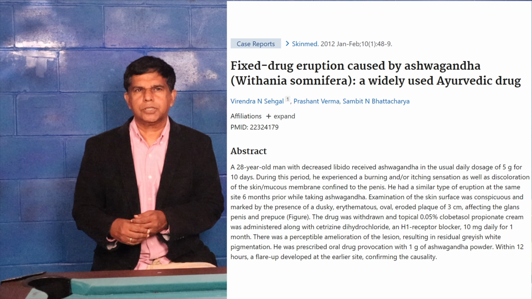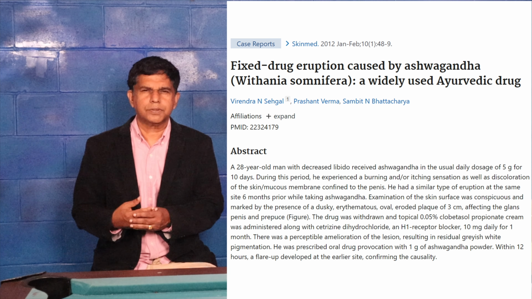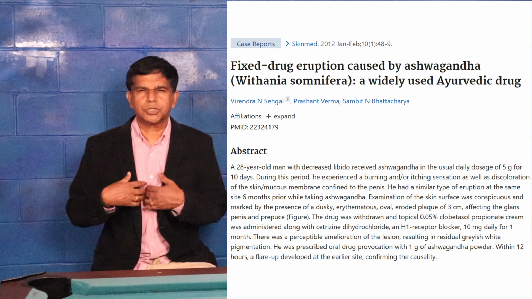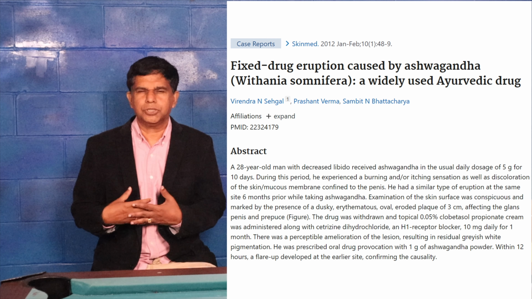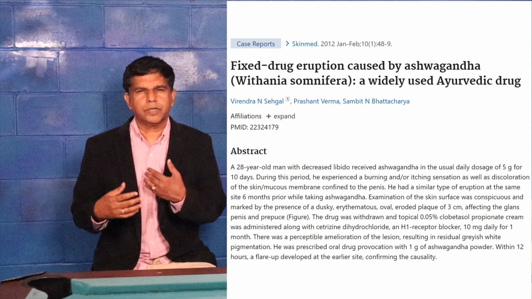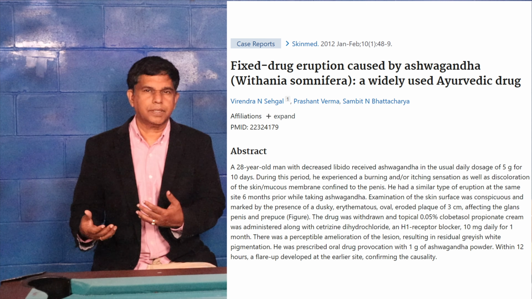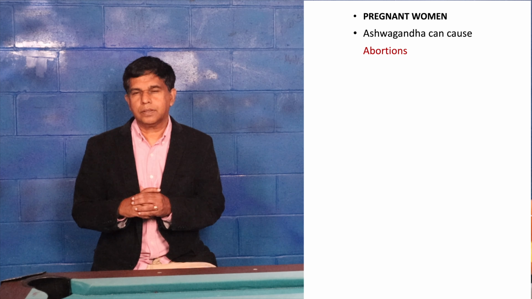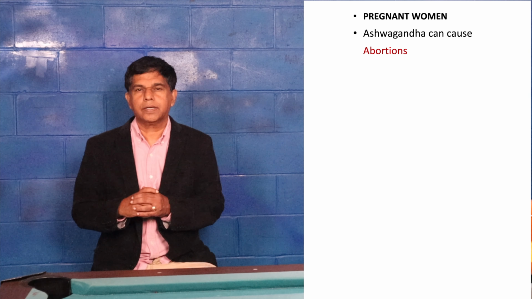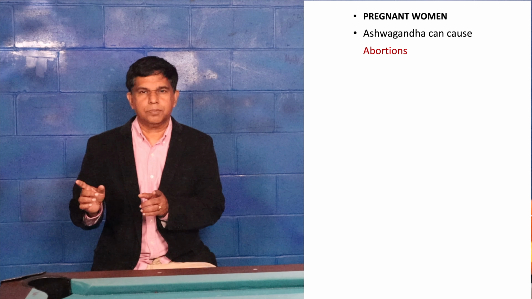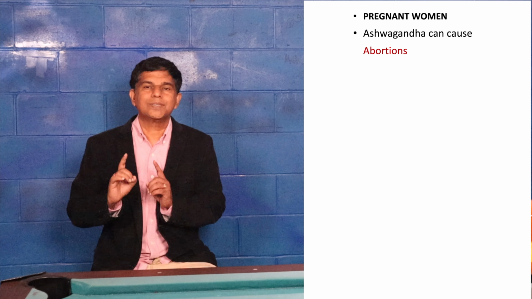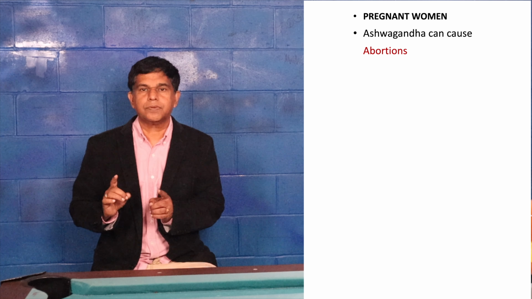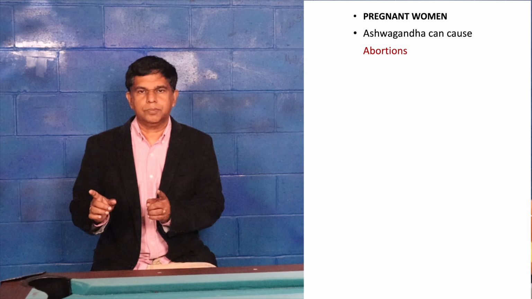The next case report is about a patient who, after taking this drug, had drug eruptions, kind of skin changes, plaque, itching. We call this a drug eruption. And the last one I want you to know about is that this drug can cause abortion. So if you're pregnant, please do not take this drug, as it can cause abortions.